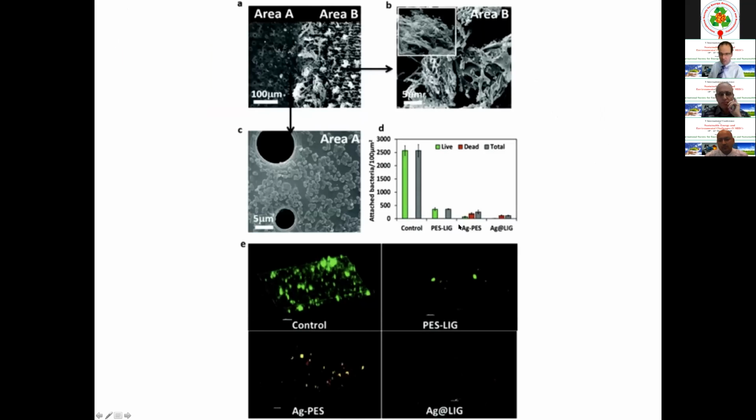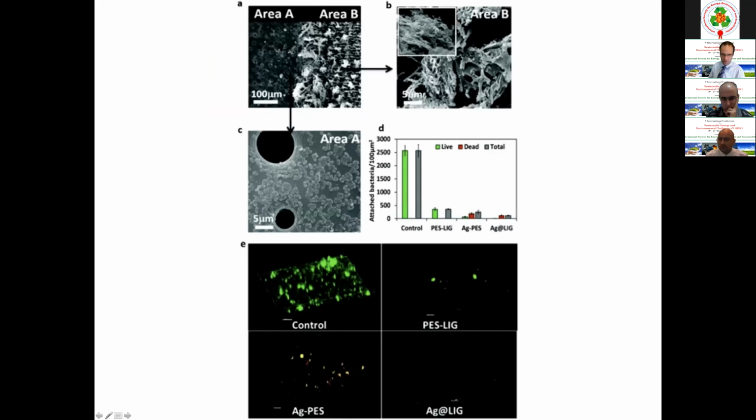Since silver is known to have an antibiotic effect, you can see the silver in the LIG has both anti-fouling and antibiotic effects. See, this red is the dead bacteria. Without the silver, you don't see any dead bacteria, but you see just live bacteria. So you get this extra killing effect, and here are the pictures.